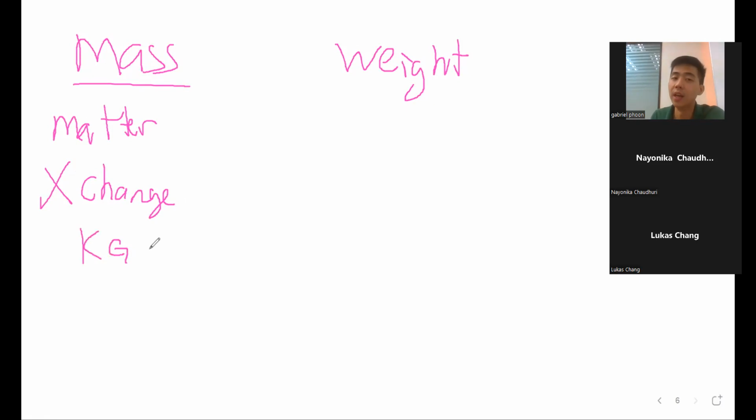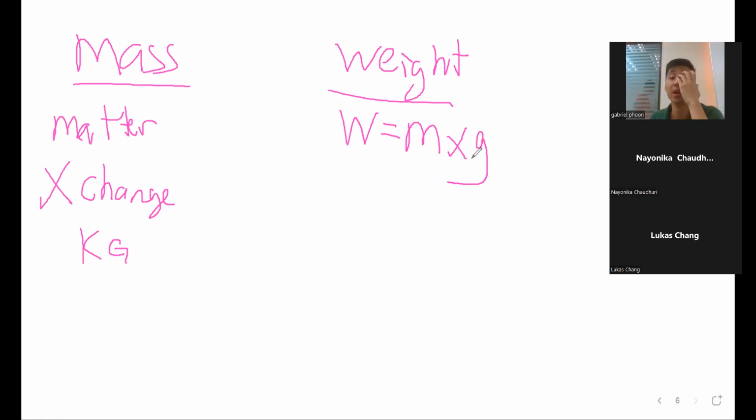Mass is measured in kg, guys. Weight, however, is going to change according to your gravity, because weight's formula is W equals M times G, mass times gravity. Excellent, right? Because of this, if you go to different planets with different gravities, the weight is going to change accordingly, and weight is always measured in newtons. Excellent. These are the information you should know.